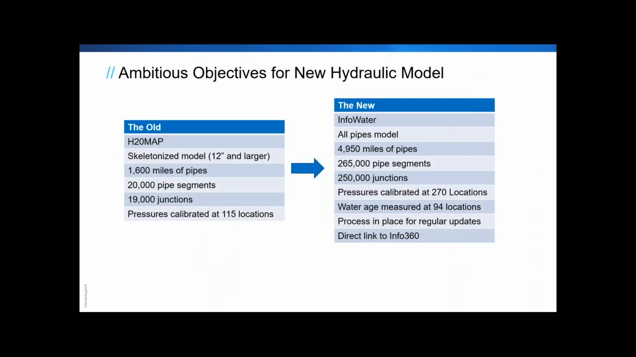But there was the opportunity here to really make a much better model than what they had. They had an H2O Map model that we took, put into InfoWater, and created an all pipes model, having 265,000 pipe segments. It's a big model in InfoWater. The one thing I want you to look at here is that pressure was calibrated to 270 locations. Keep that number in mind, because that's what I'll be talking about in a little bit, is how it relates to Info360.